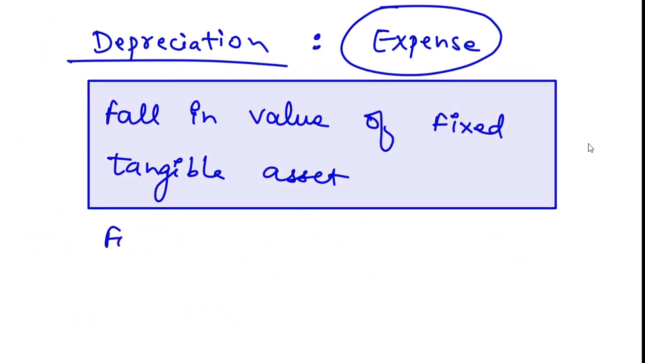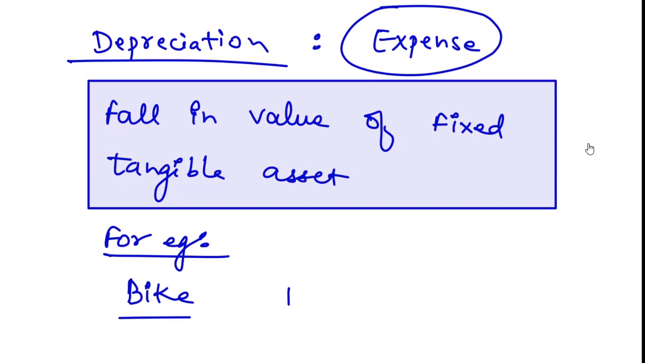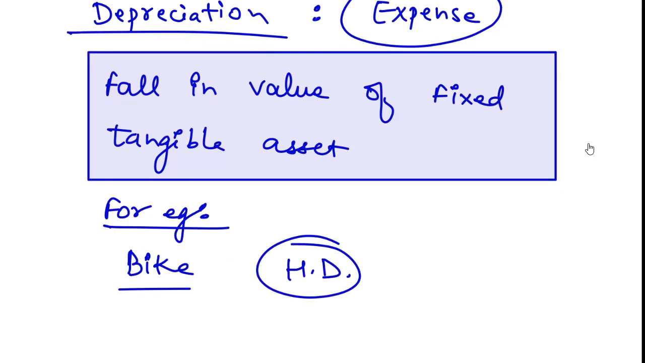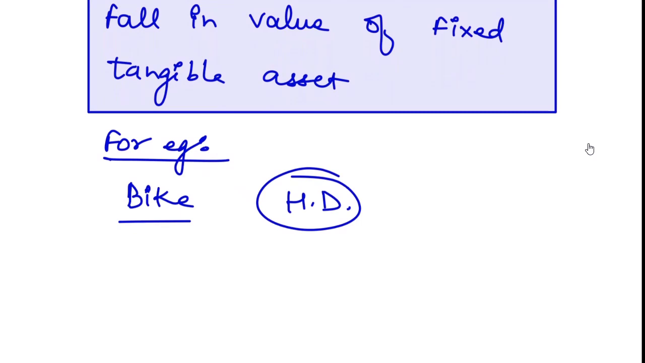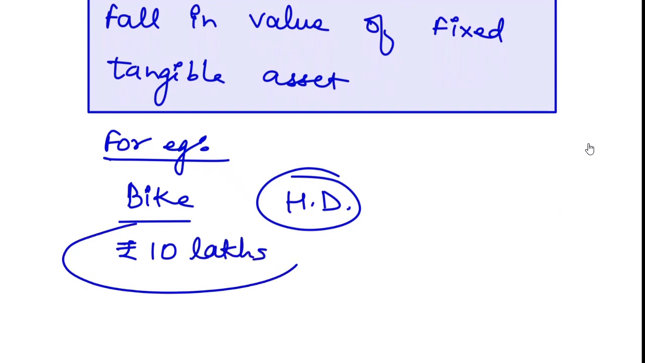For example, if I have purchased a bike, an HD bike. So what is HD bike? That is Harley Davidson. Okay. Harley Davidson I have purchased and it is a very good bike. I have purchased it for 10 lakh rupees. I have purchased the bike for how much? 10 lakh rupees. I have just purchased that bike.